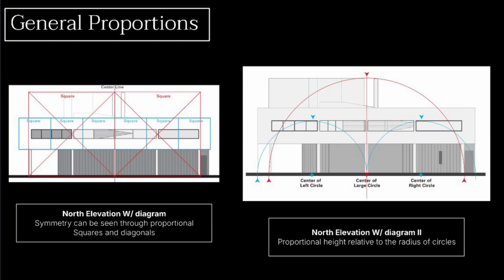The pilotis at the bottom also play a role in proportion. They are very thin and evenly spaced, supporting the heavier-looking box above. This contrast makes the upper volume feel lighter, almost like it's floating. The spacing between the columns is consistent, which adds a sense of rhythm and order.